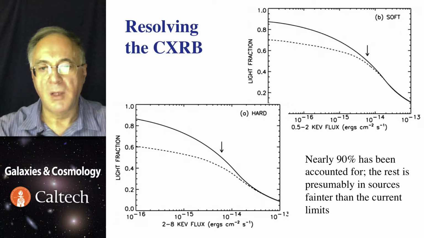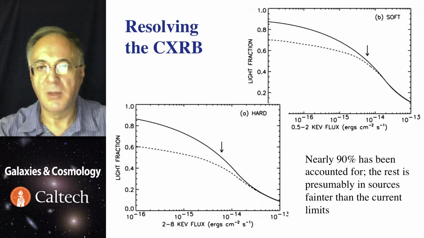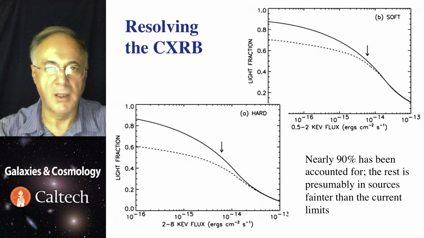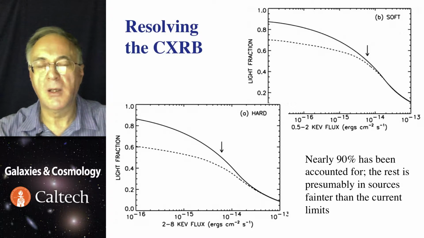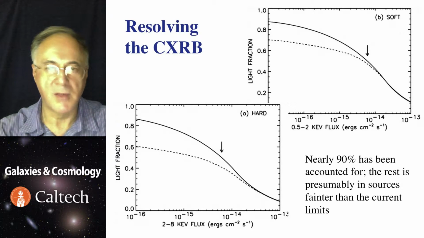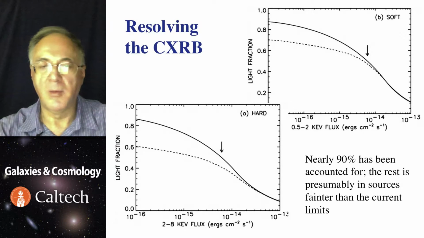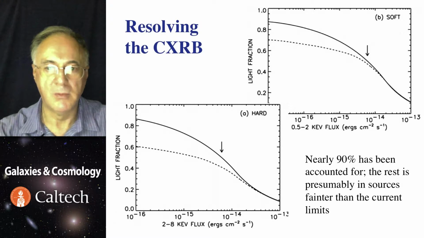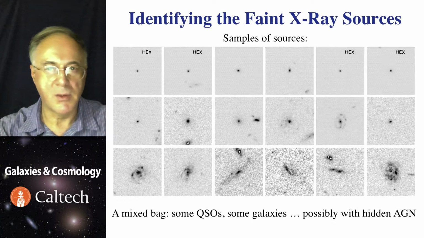And if you extrapolate to fainter source counts, because they're reasonably well behaved, just like in the optical, there are reasonably well behaved counts of both active nuclei and galaxies, you can easily account for 90% of the total observed X-ray background. And the remaining 10% could be just uncertainties of extrapolation.